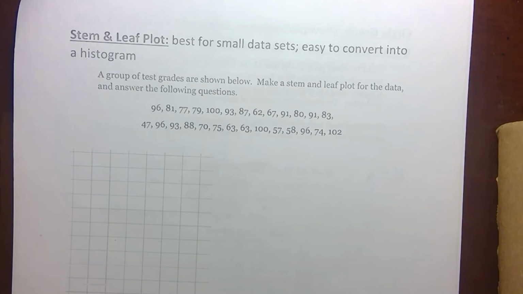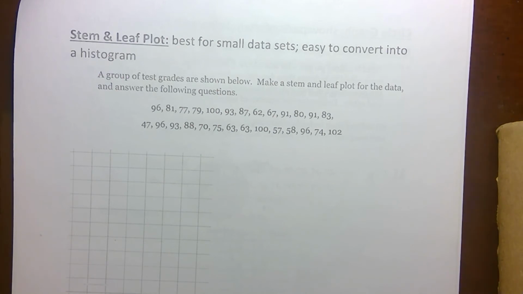A group of test grades are shown below. Make a stem and leaf plot for the data and answer the following questions. Now, a stem and leaf plot gives you more information than a histogram. With a histogram, we know how many fall in that class, but we don't know the individual values. With a stem and leaf plot, we don't just know the frequency, we also know exactly what the values were.